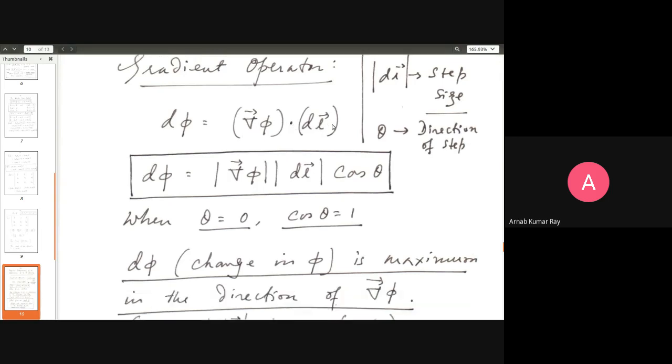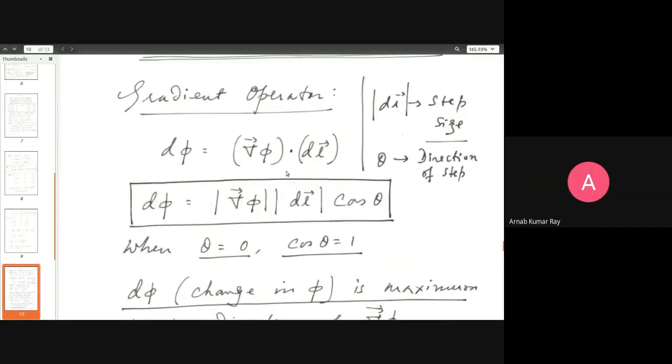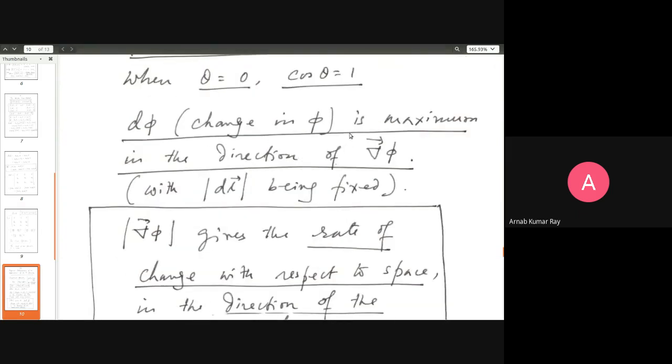You are the one who has full control on the direction in which you can take your step, as well as the step size. The direction is such that phi is maximum in the direction of del phi. You can immediately see that if cos theta has got the maximum value of 1, it means that when dl and del phi are aligned in the same direction, d phi will give you the maximum change. If incidentally theta is equal to 90 degrees, then you'll have no change at all. D phi will be equal to 0, cos 90 degrees will be 0. So phi changes maximally in the direction of del phi, with dl being fixed.